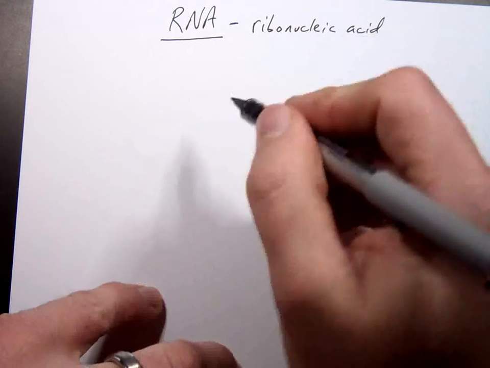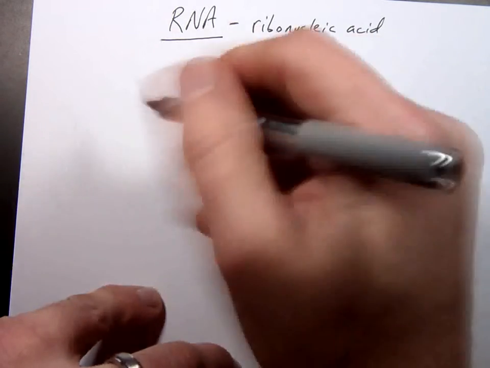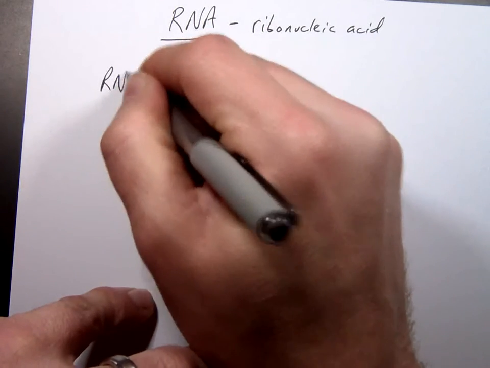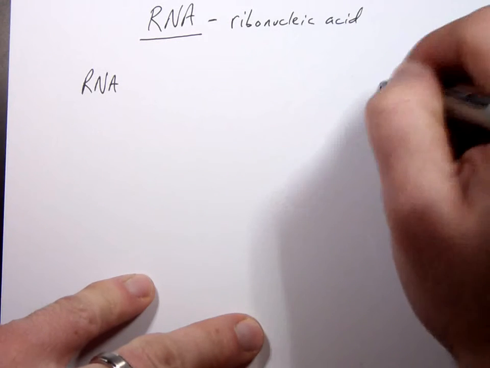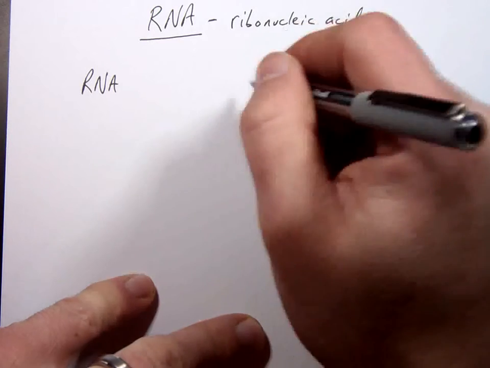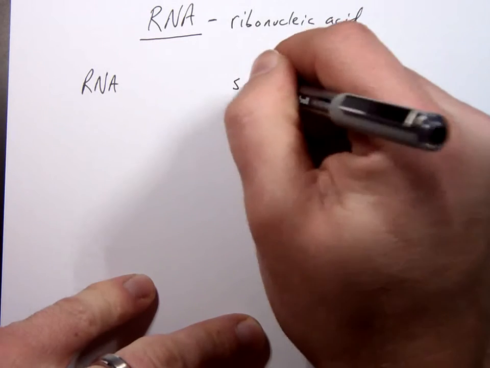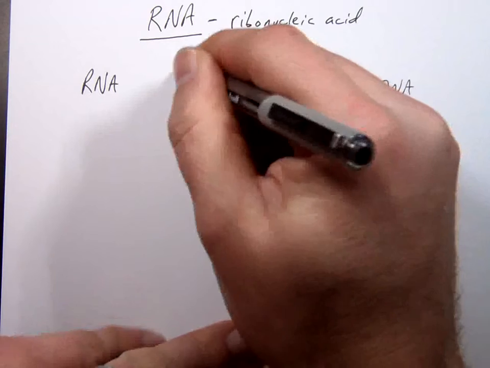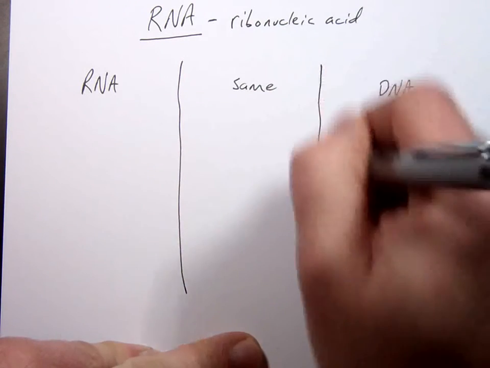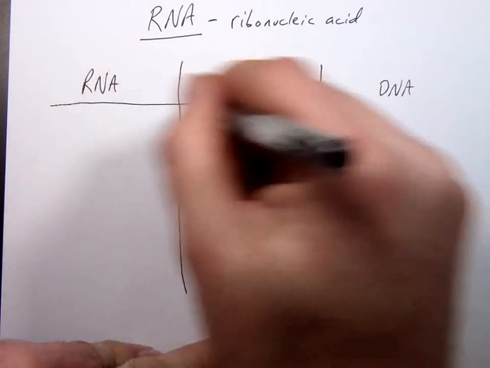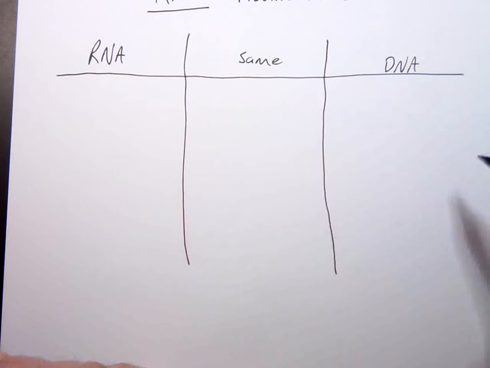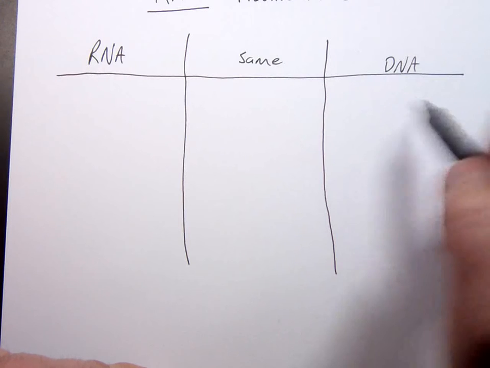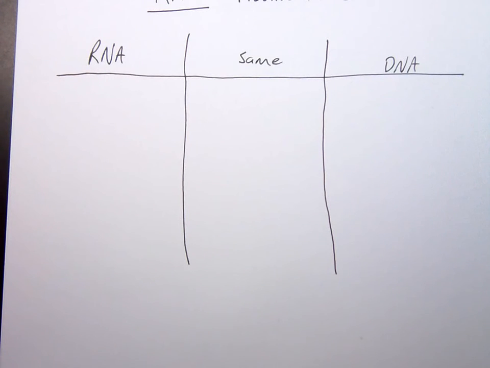Ribonucleic acid. Now, I want to put a comparison here. So let's do this, gang. RNA over here, and put DNA over here. It's not exactly going to be a T-chart. It's kind of like a Venn diagram, but I don't like writing in circles. So here's the stuff that's about RNA, and the stuff that's about DNA, and the stuff they have in common. So, let's take a look here.